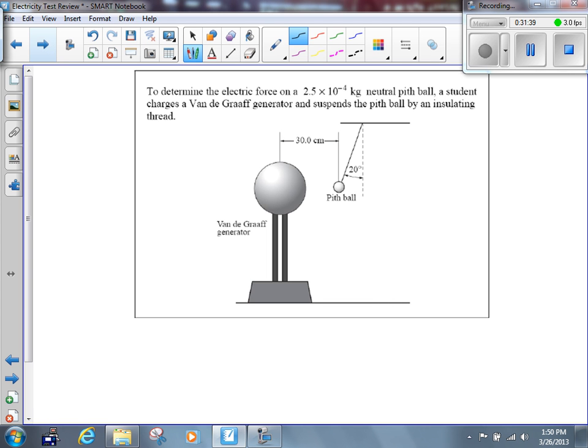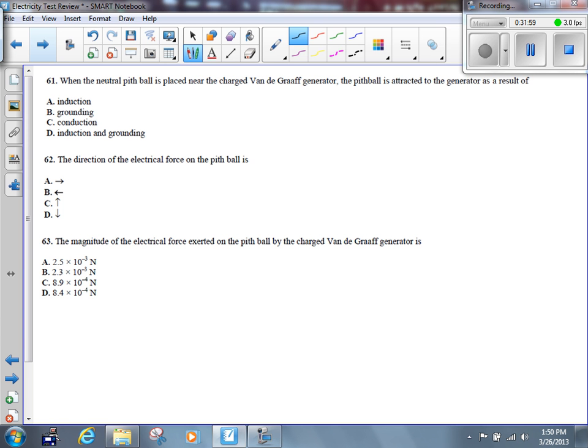61, 62, and 63 all involve this picture, this diagram that you see up on the board. A Van de Graaff generator that is negatively charged, this neutral pith ball that is attracted towards it, because charged objects attract neutral objects. And we're asked to find 3 things. Why it's attracted to the neutral object, which is the direction of the force, and finally, the really tough one, the magnitude of the force. I'm going to give you about 4 minutes to see what you can do with these 3 questions. You'll probably struggle a little bit with question 63. That's okay. In 4 minutes, we'll take a look at all 3 of these.